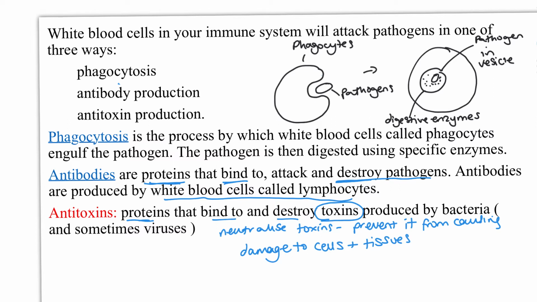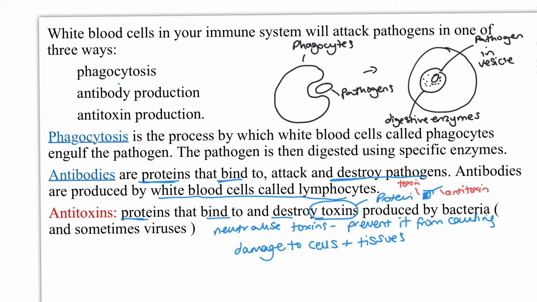So antitoxins are proteins that bind onto toxins, and toxins are usually also protein-based. They're usually tiny little molecules, and then the antitoxin binds onto them and neutralizes them. So 3 ways: phagocytosis, antibody production, antitoxin production. Phagocytosis by phagocytes, antibodies and antitoxins by lymphocytes.